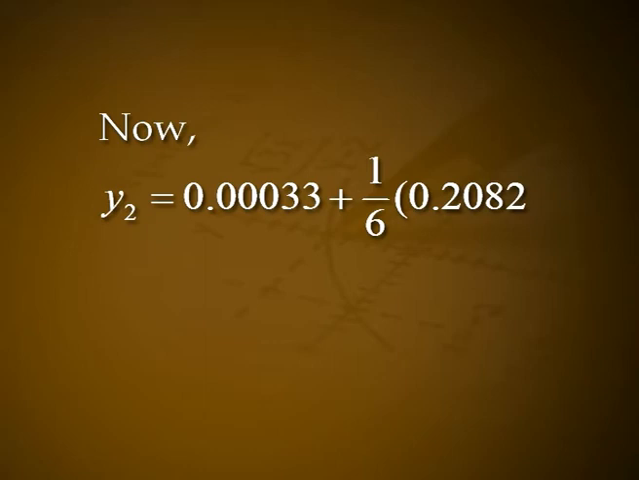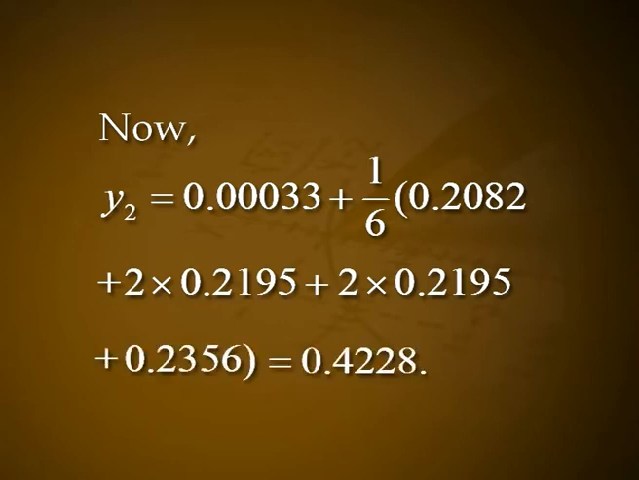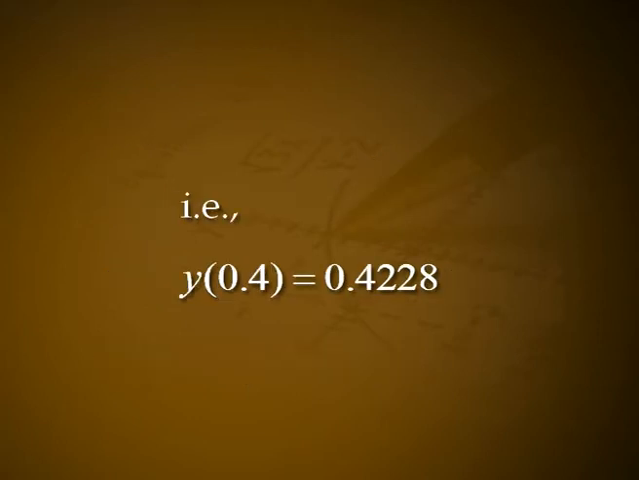Now, y2 equal to 0.00033 plus 1 by 6 into (0.2082 plus 2 into 0.2195 plus 2 into 0.2195 plus 0.2356), that is equal to 0.4228, that is y at 0.4 equal to 0.4228, correct to 4 decimal places.